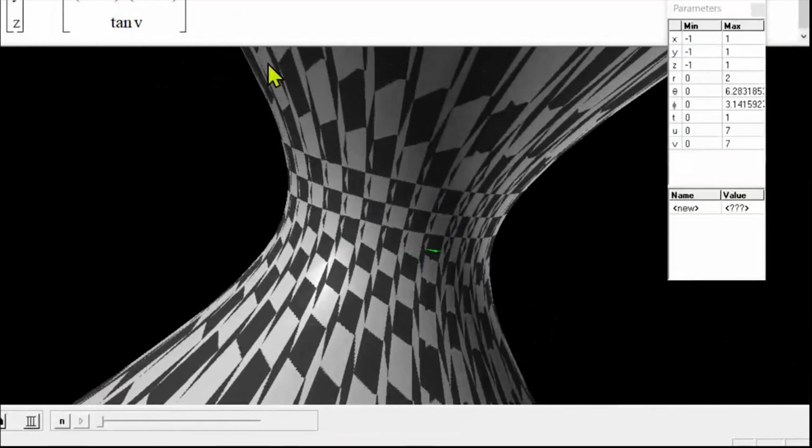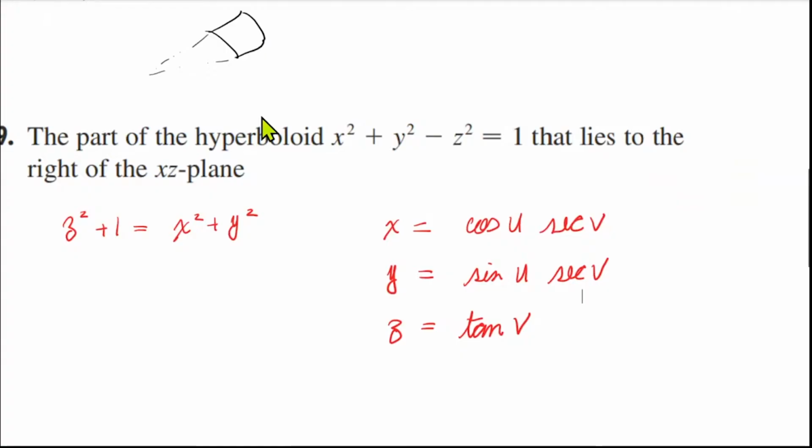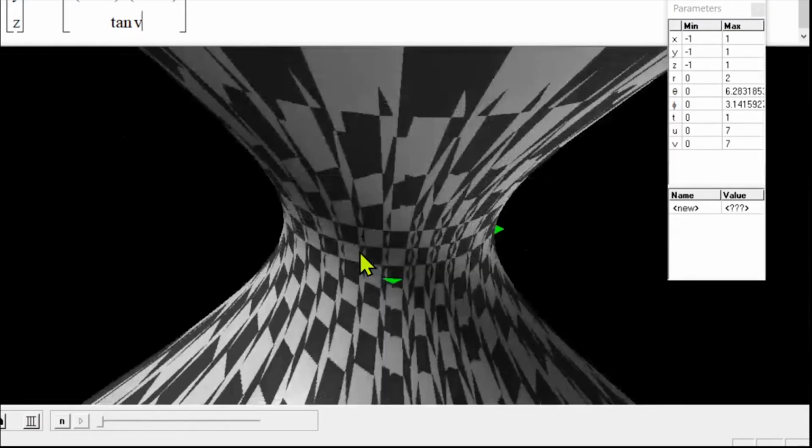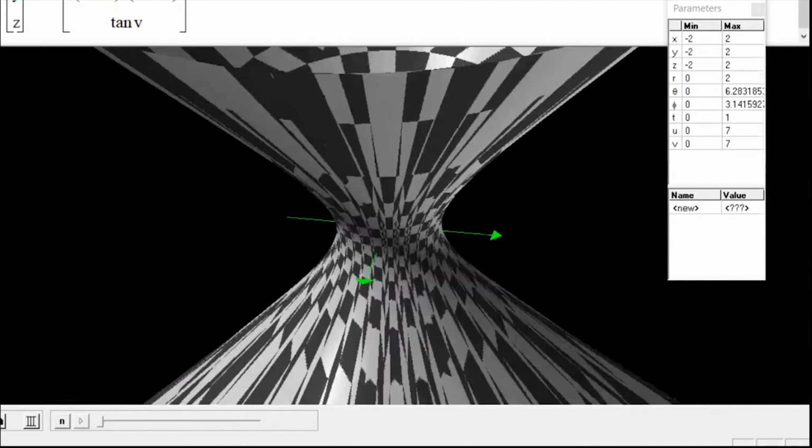However, that's not all of it. We have to say this thing lies to the right of the xz plane. So we want to cut this thing in half. I'm gonna zoom back out. Here's the x-axis, z-axis here. So I want this half, not that half, which means we have to adjust the domain of this parameter. Somebody suggest how we can do that. This is a great way to feel this.